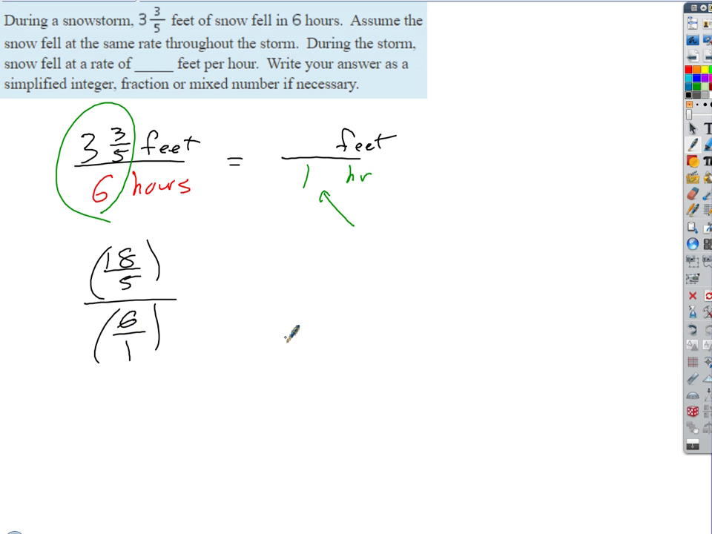And what's our rule? When we divide by a fraction, we always do the same thing. We don't like to divide by fractions, instead we multiply by what? Yeah, the reciprocal. So when you divide by a fraction, simple rule is you always flip and multiply by the bottom, right? So we would rewrite this as the top fraction, 18/5 times the reciprocal of the bottom, times 1/6, okay?